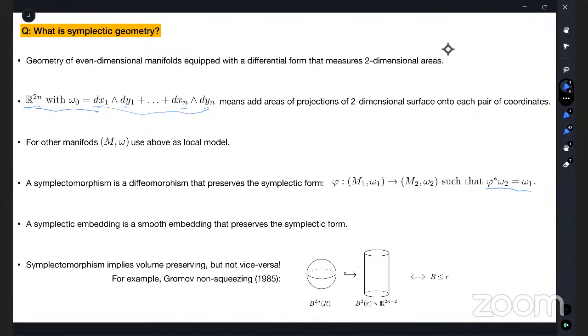So the first thing that I want to say is that a symplectomorphism always preserves the volume. So I guess I should say what the volume is. If M is 2n dimensional, then omega to the power n is a 2n-form, and it is indeed a volume form, so it is non-degenerate. Okay, so volume preserving means that if this is a volume form in M2, the pullback is the volume form in M1.